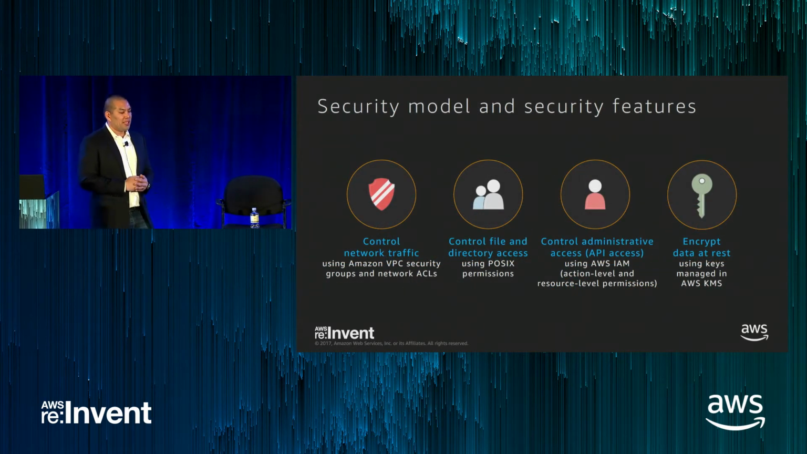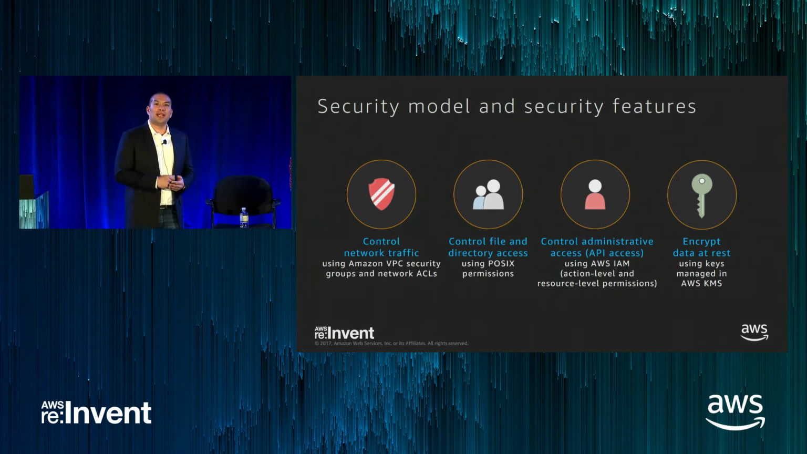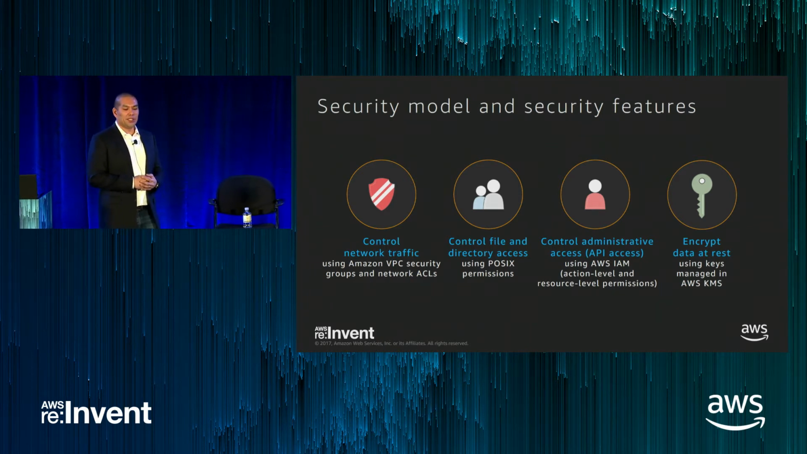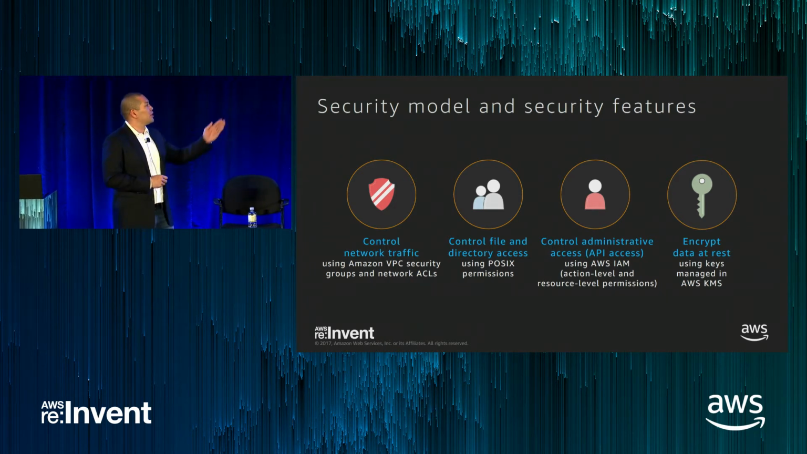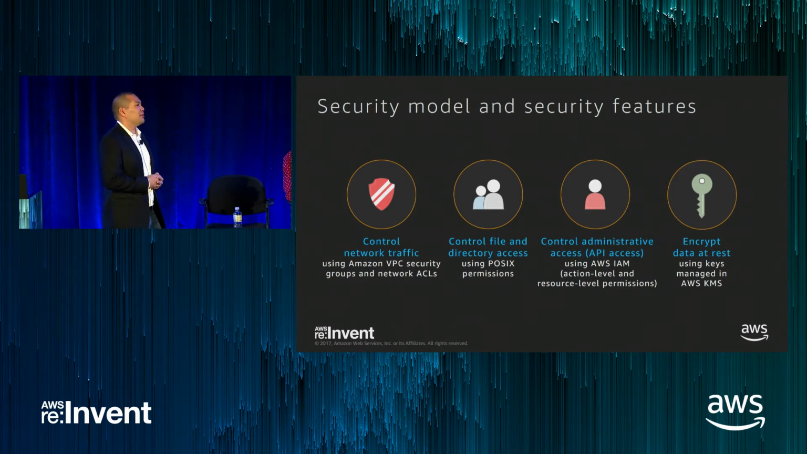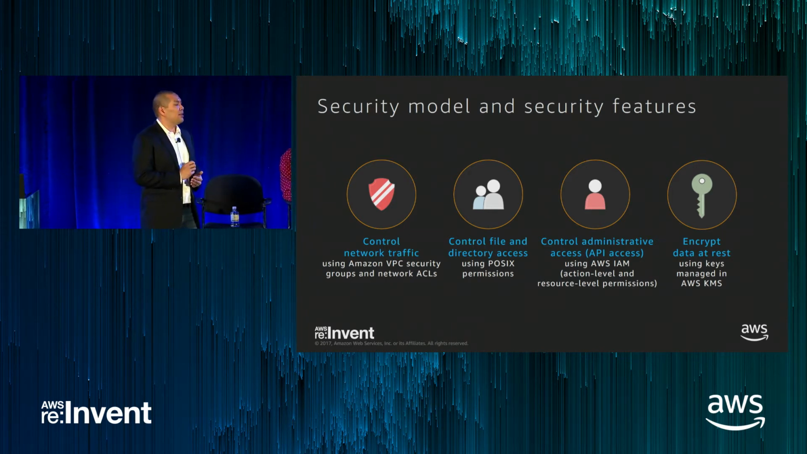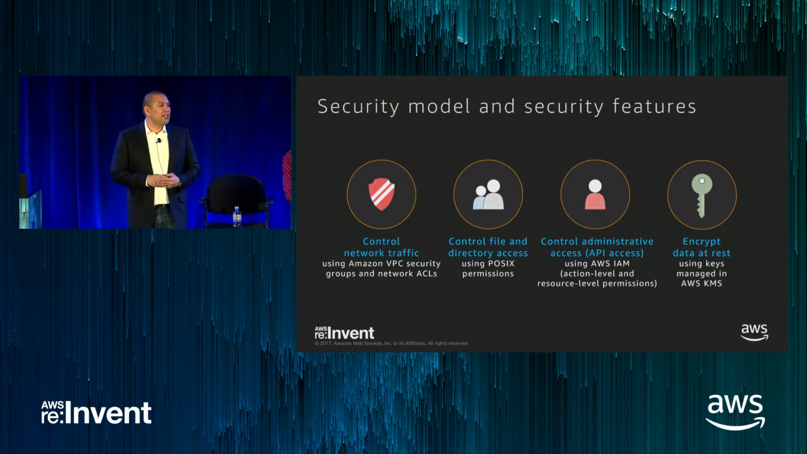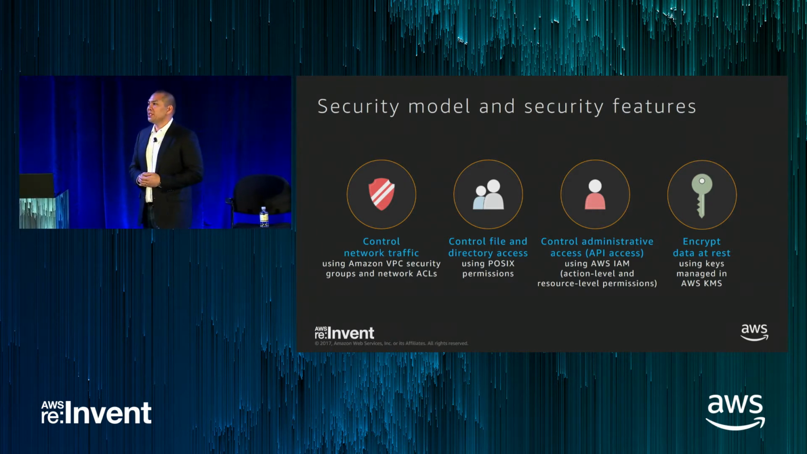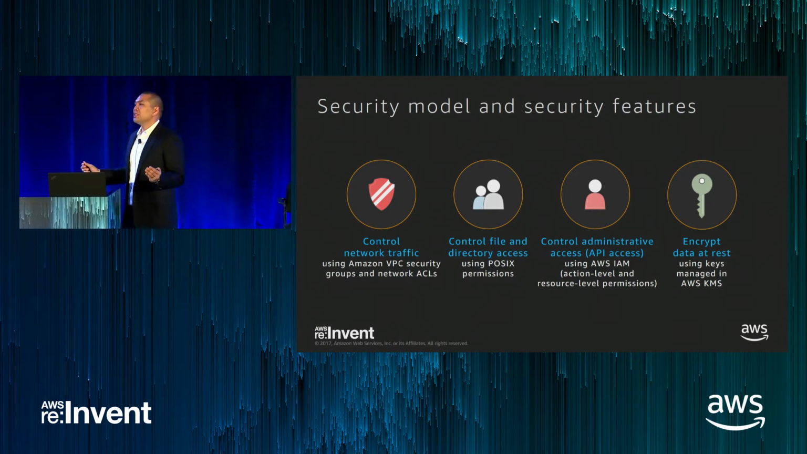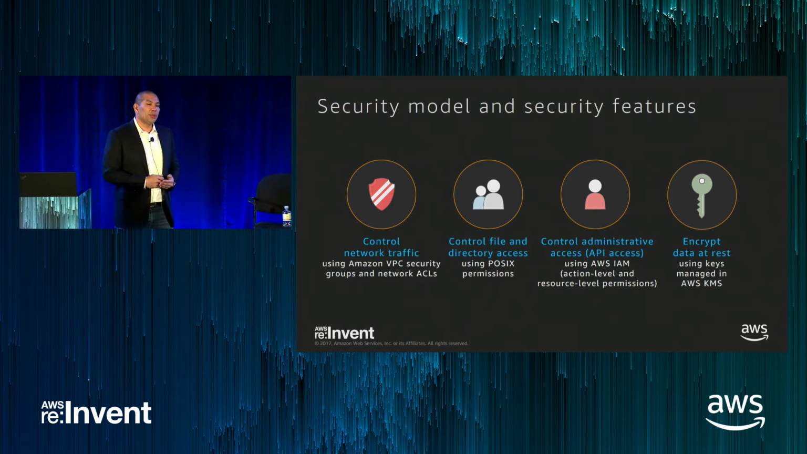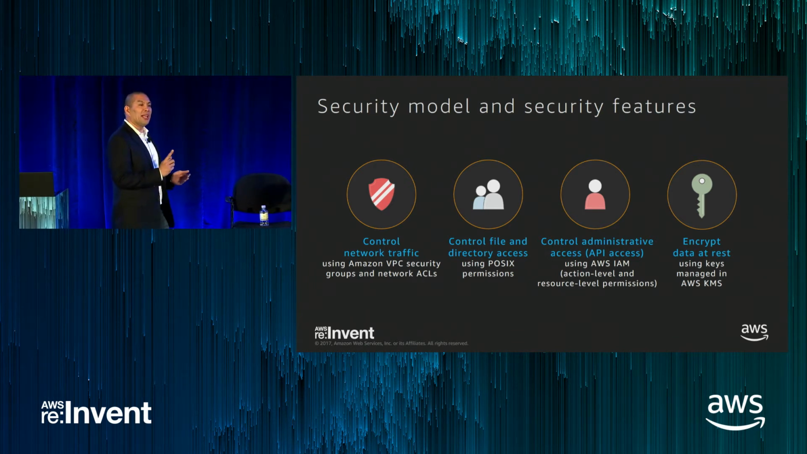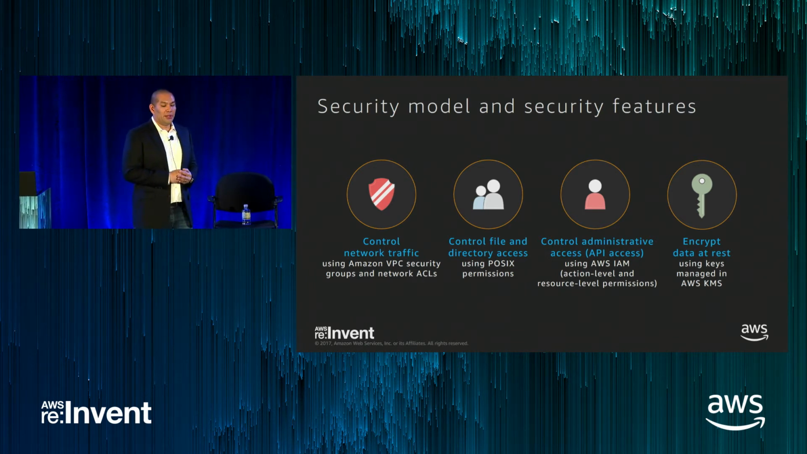Now, EFS provides a variety of mechanisms to control access to your data and your file system resources. You can control your network traffic using Amazon VPC security groups and network ACLs. You control file and directory access using POSIX permissions, admin access using AWS IAM, and as of August of this year, we launched encryption of data at rest, which allows you to encrypt your data using a key managed by KMS.